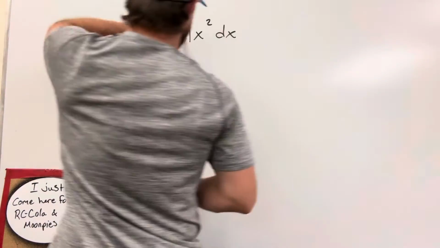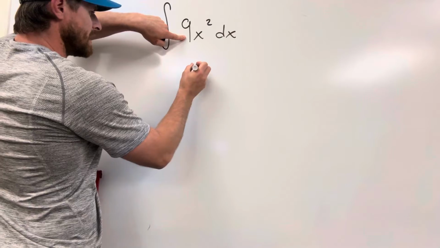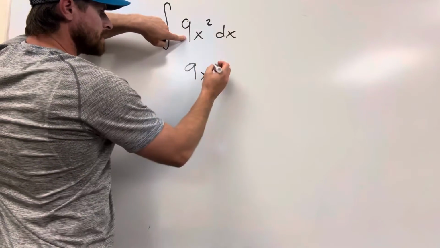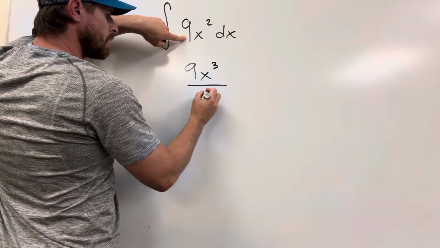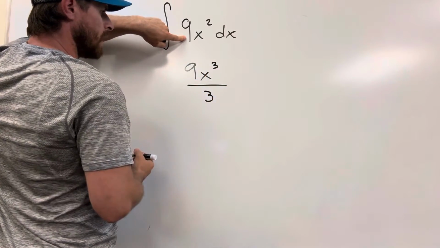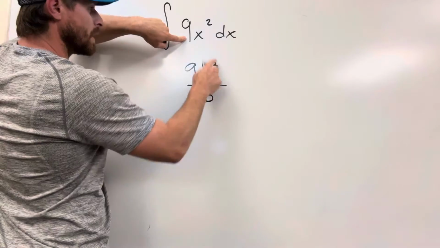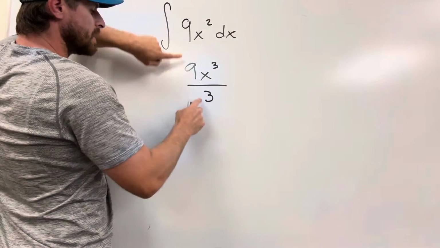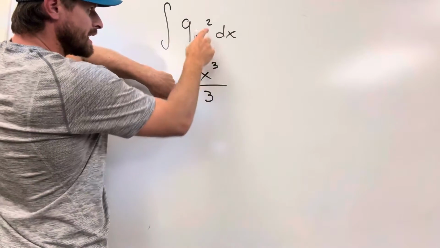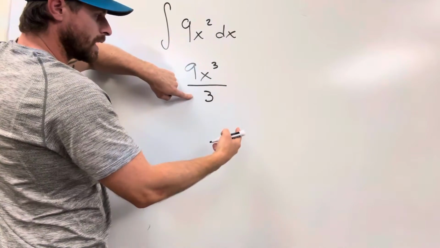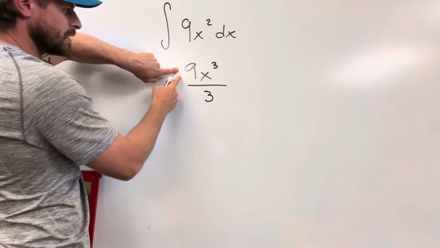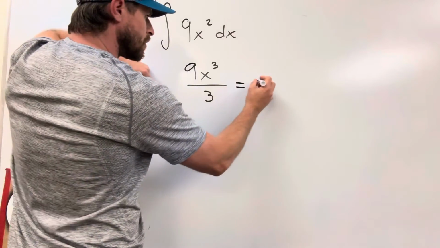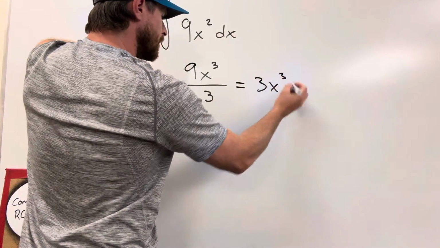Okay, so we've got 9 in the front here, so we're going to bring it along for the ride. The antiderivative of x squared is going to be x to the third over 3. Why? Because we raise that value by 1, 2 plus 1 makes 3, and then the bottom of your fraction needs to be that same power raised by 1 as well. So now what we have here is 9 thirds, which will simplify down. 9 divided by 3 is going to give me 3x to the third.